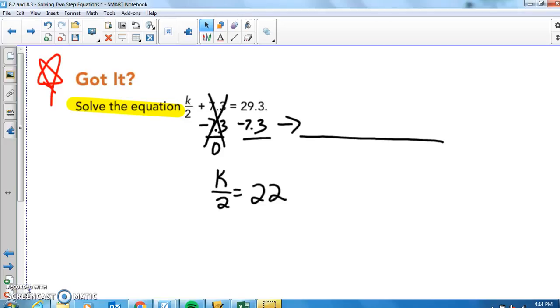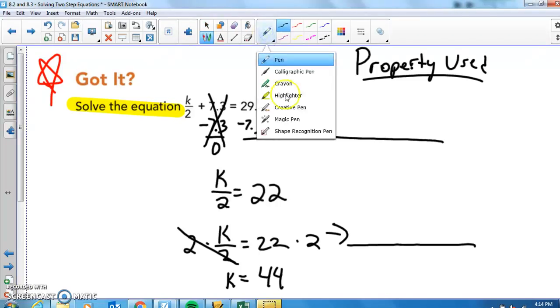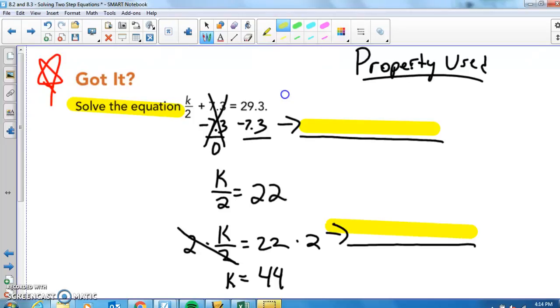Then right here, we have division. The inverse of division is multiplication. So we're going to multiply each side by the number that's being divided, or in this case, being multiplied. So we're going to multiply each side by 2. The 2's cancel out, and that leaves us k equaling 44. So what I want you to do here is write the property that is used. I'm going to label this up here, property used. In these spaces, right through here, write the property that is used. In fact, I'm going to highlight the entire problem so that you'll go ahead and copy it down.